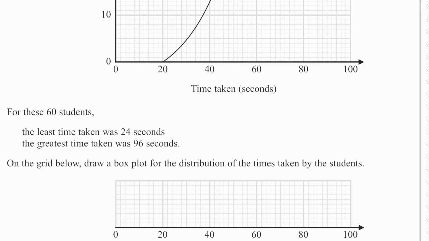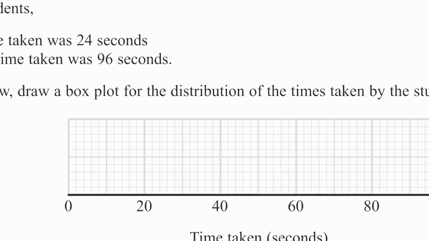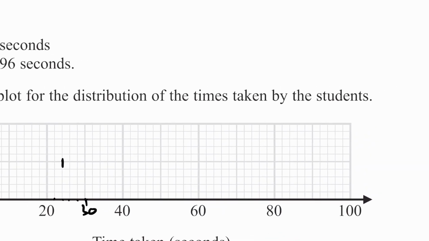So the first thing we can do is add our whiskers on. For 24 seconds, you need to go along and find what 24 is. So let's zoom in to actually work this out. This would be 30, and so 21, 22, 24, 26, 28, 30. So 24 would be the second square along over here. We can mark that on. 96, we go along over here. So this would be 90, 92, 94, 96. So we can go along and mark that one as well.